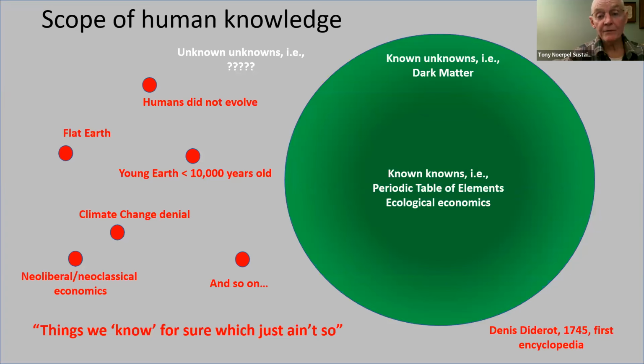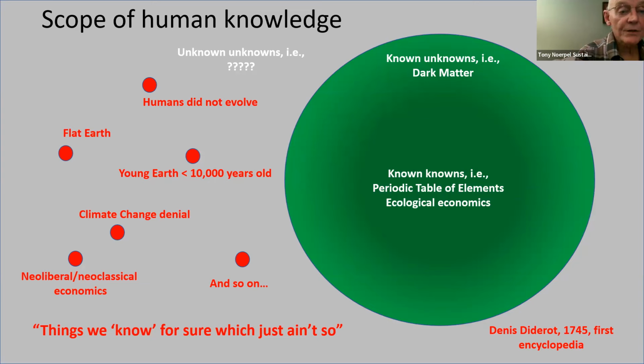So there are known unknowns, and one of those is dark matter. Dark matter is something we observe. It's a phenomenon, but we have no idea what causes it or what it's all about. And so it's an example of a known unknown. We also don't know how proteins fold, even though we know proteins themselves are known knowns.